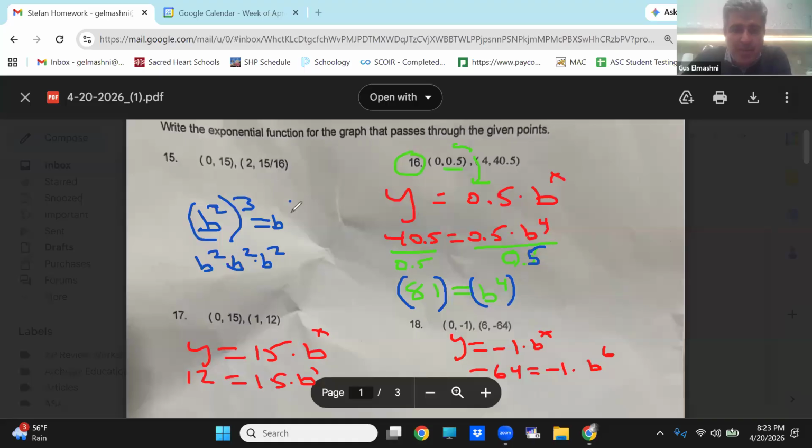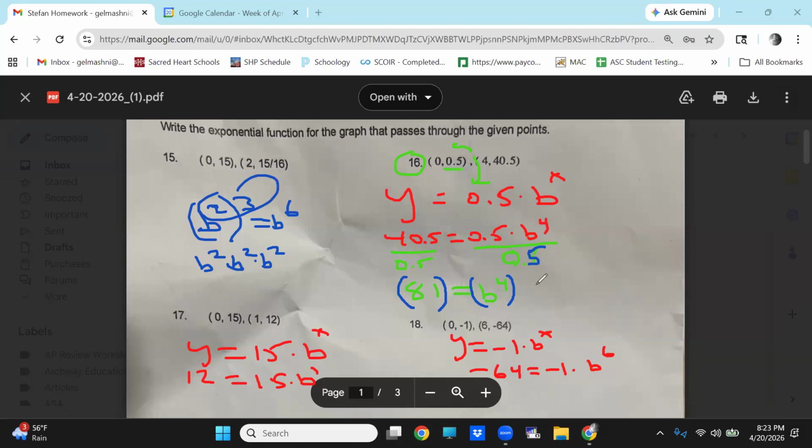So it's b to the sixth. You're multiplying, right? So basically, when you raise a power to a power, you're multiplying. You forgot that. I'm refreshing your memory. But with something like that, you just add it.